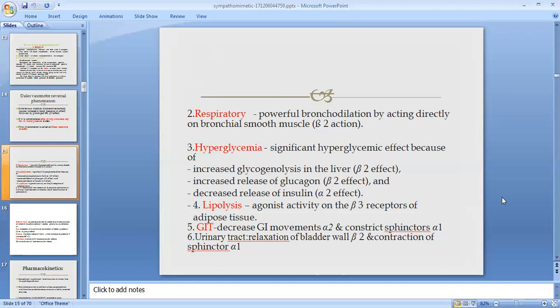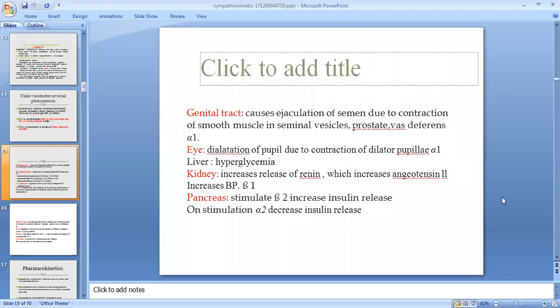Next is the urinary tract. There is relaxation of the bladder wall due to the beta 2 effect, and it contracts the sphincter, which is due to alpha 1 stimulation. Genital tract. Adrenaline causes ejaculation of semen due to contraction of the smooth muscles in the seminal vesicle, the vas deferens and the prostatic urethra, which is an effect of alpha 1 stimulation. In the eye, dilatation of the pupil occurs due to contraction of the dilator pupillae, which is due to alpha 1 stimulation.